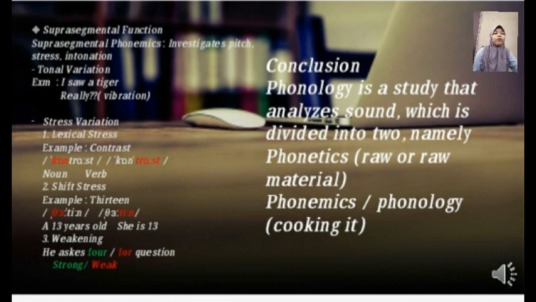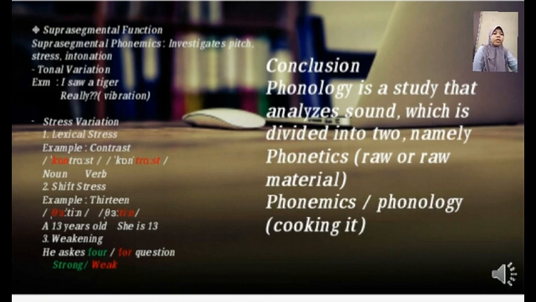Okay. Second, stress variation. Lexical stress. Example: we can use contract. If you say contract, that's a noun. If you say contrast, that's a verb. Okay, this has a different stress, contract and contrast. So, noun and verb through stress shift. Example, 13. The first, a 13-year-old, and if at the end, she is 13. Okay, there's a difference between a 13-year-old and she is 13.